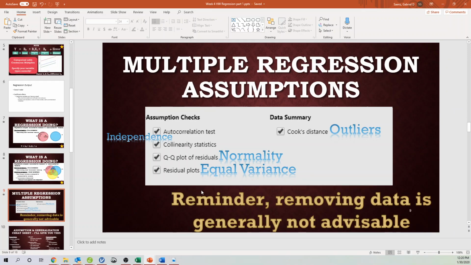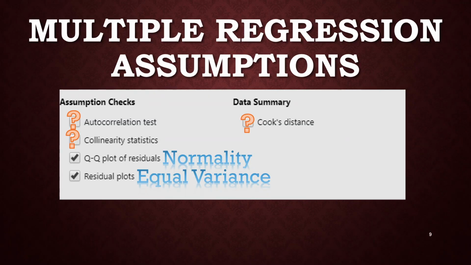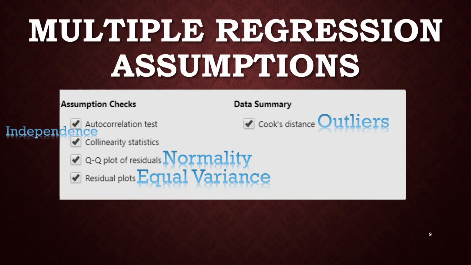So what are these other assumptions that we've got? Well, the autocorrelation test is kind of a test of independence of variables, and so is the collinearity statistics.